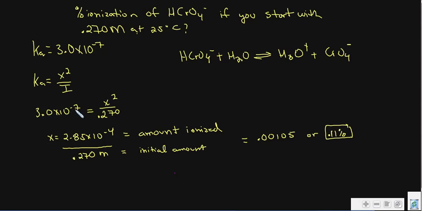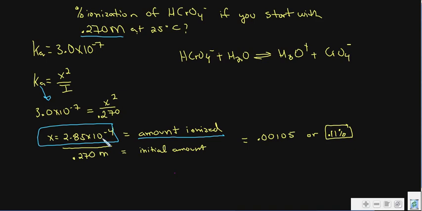So 3.0 times 10 to the negative 7th is our Ka. And that equals x squared divided by 0.270. So multiply by 0.270. And we get this. So x equals 2.85 times 10 to the negative 4. So that's the actual amount ionized. We're still not at a percent yet, but we know exactly how much ionized. We know exactly how much we started with.